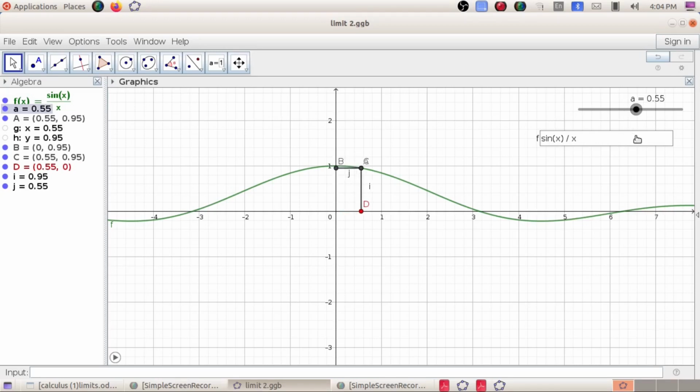Similarly, if x is approaching 0 from right to left, we can see that f of x is tending to 1. Therefore, limit sin x by x, x tends to 0 is equal to 1. Actually, the value of the function at 0 is not defined, but if x is tending to 0 from right to left or left to right, the function is tending to 1. Therefore, we can say that limit sin x by x, x tends to 0 is equal to 1.